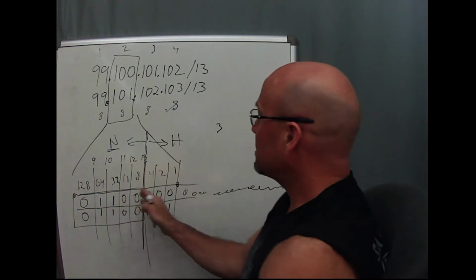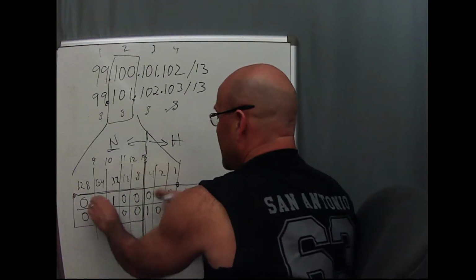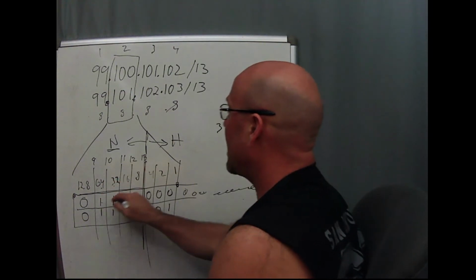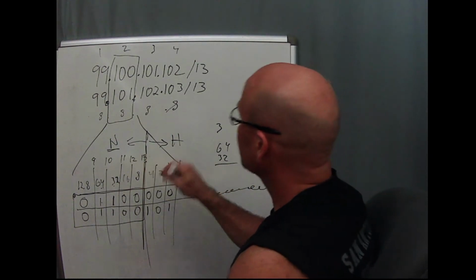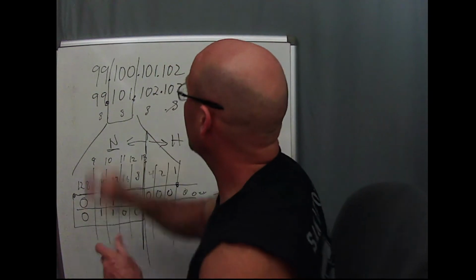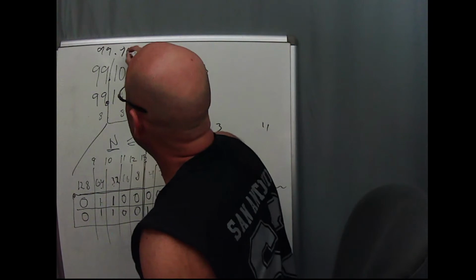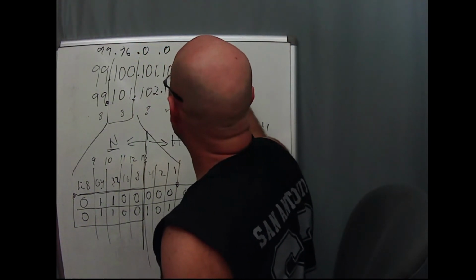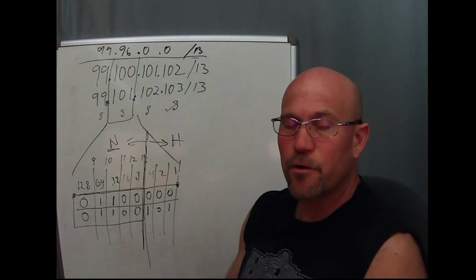Okay, so that means you add up all the ones in this portion. The placeholder values, you add them up. So you add up 64 plus 32, that's 96. And that's converting it back to decimal. Write that up here. 99.96.0.0/13 is the network ID. I'll pause the video for a moment and I'll repeat that.